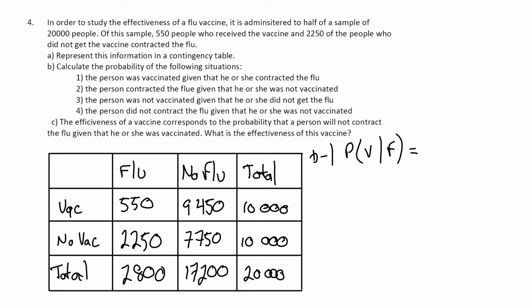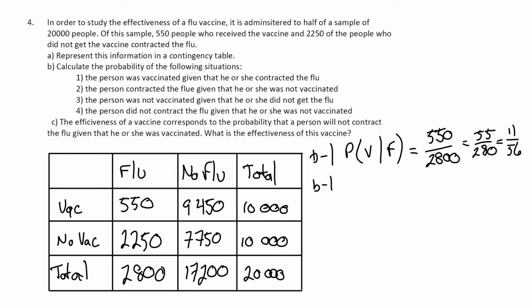So we're given that they got the flu, so we know we're looking just at this column. That tells us we're going to have 2,800 on the bottom, because we got that from this part of the table. And we want the probability that they were actually vaccinated. So we take the 550 number and put it on the top as the numerator. So 550 out of 2,800, which could be reduced down to 55 out of 280. And I'm pretty sure we could reduce that down further to be 11 out of 56.